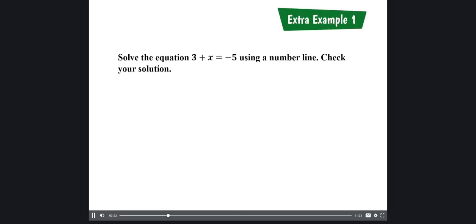Extra example 1. You'll try this problem by yourself. Solve the equation 3 plus x equals negative 5 using a number line. Check your solution. Pause the video and try this problem on your own. When finished, unpause the video to see if you were able to successfully solve the problem.